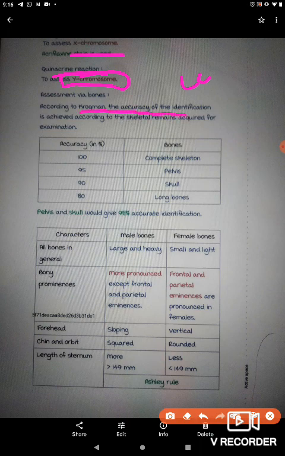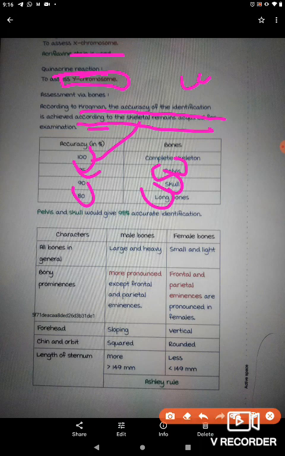According to Krogman, the accuracy of identification depends on the skeletal remains. If a complete skeleton is present, accuracy is 100%. Identification of sex from the pelvis is 95%, skull 90%, long bones 80%. Pelvis and skull together can give 98%. Remember, pelvis is more than skull, but together they give 98% accuracy.